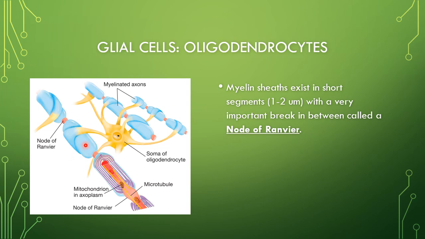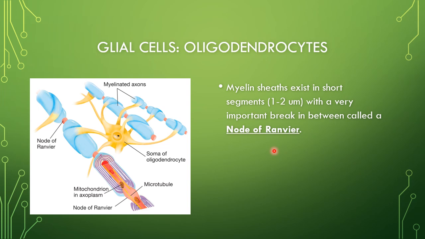The segments created from these lipid layers are about 1 to 2 microns in length. That seems pretty small, but to put it into relative size, a human neuron is probably between 7 and 10 microns. So 1 to 2 microns is a fairly large stretch along an axon, and yet it still takes many of these segments.